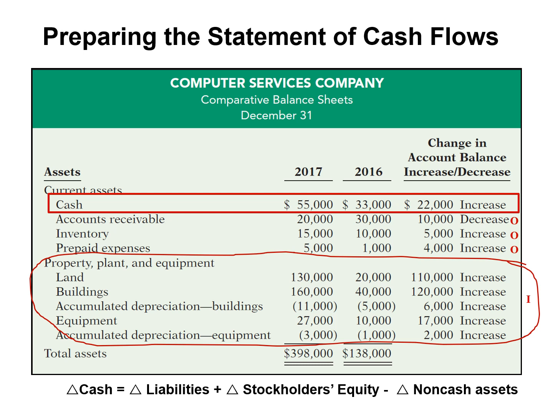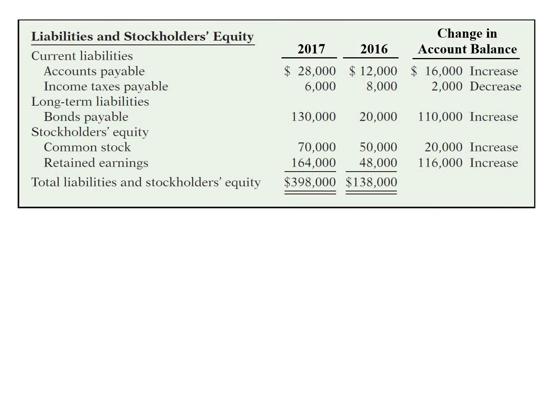And then the only thing I want to note is that the current year depreciation expense will increase accumulated depreciation. And this account will decrease when a sale occurs, such as a piece of equipment. Right, let's look at our liabilities and stockholders' equity accounts. Again, if we take a look at our current liabilities, we have both accounts payable and income tax payables.